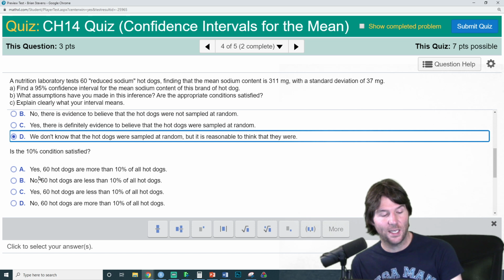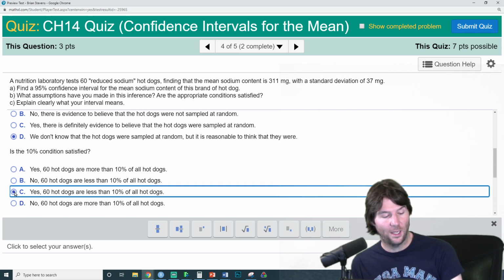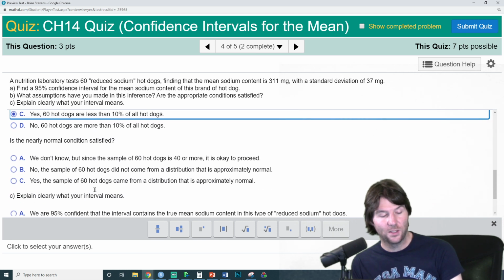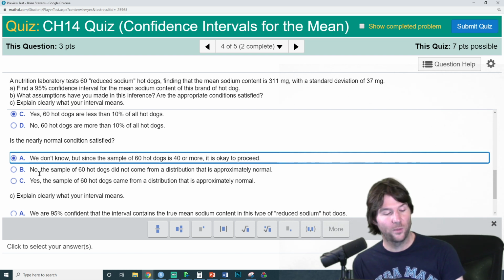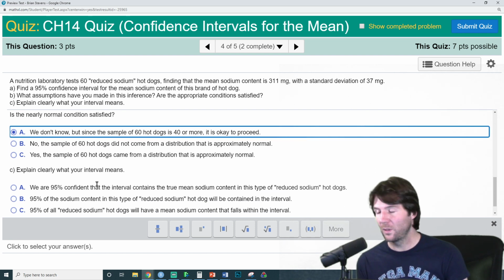Is the 10% condition satisfied? Yes, these hot dogs are less than 10% of all hot dogs. Is nearly normal condition satisfied? We can't see it. We can't see the distribution, so we can pretty much assume it's safe. I hate those. We will show you the distribution on our test or ask you theoretical things.